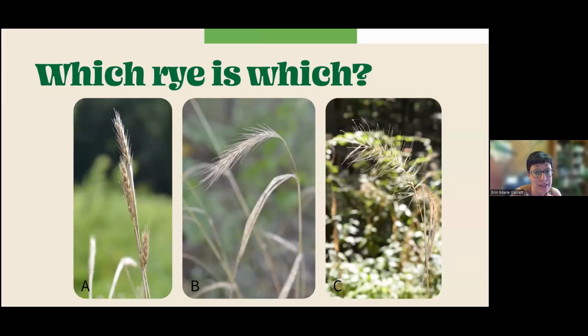So based on what we just talked about, go ahead and enter in the chat if you would like, or just answer yourself A, B, and C, which rye is which. Remember, we had bottlebrush grass, Virginia wild rye, and silky wild rye. We're going to talk about Canada wild rye tomorrow. That's going to be, I think, tomorrow in the prairie grasses.